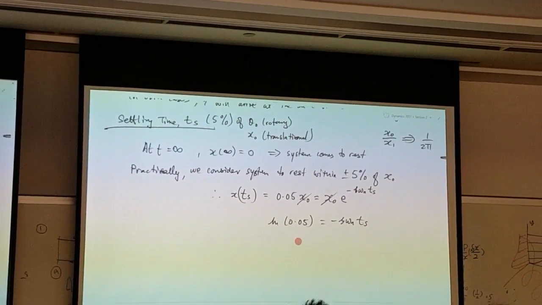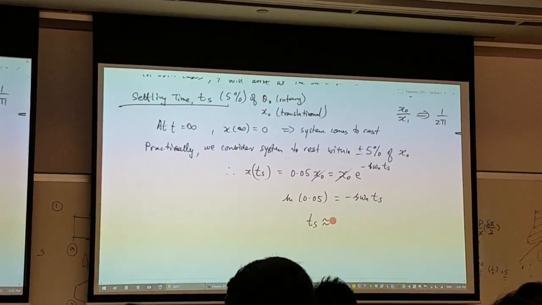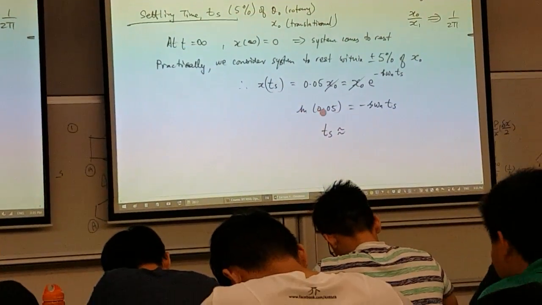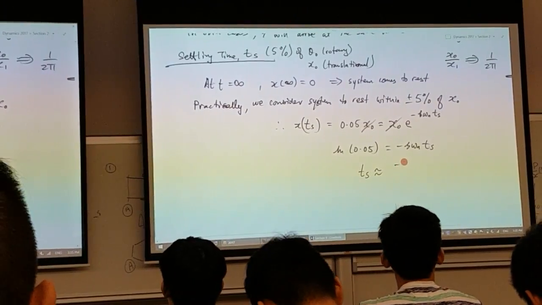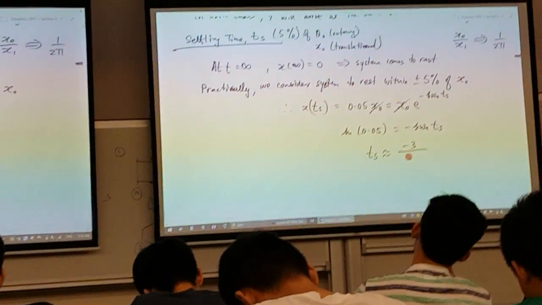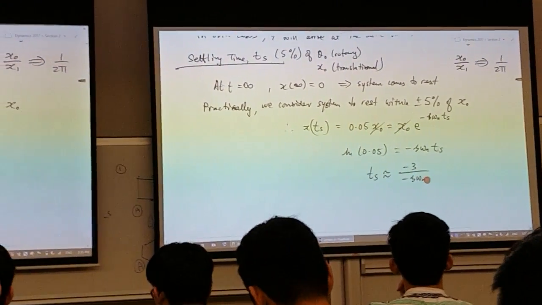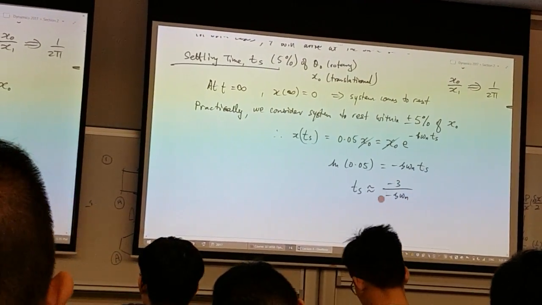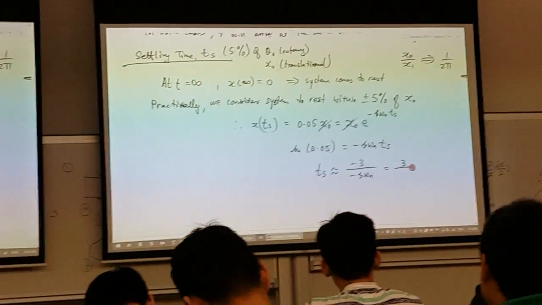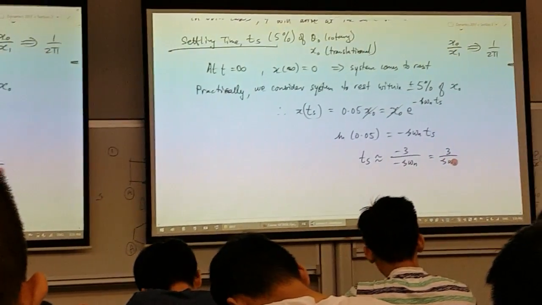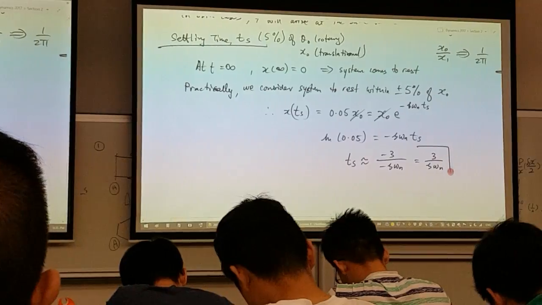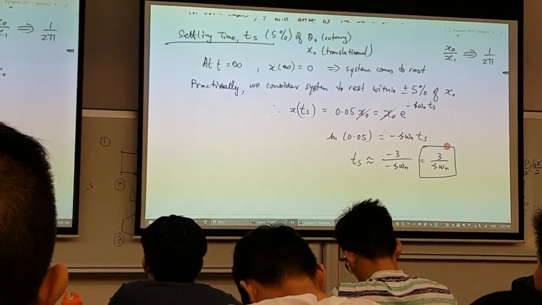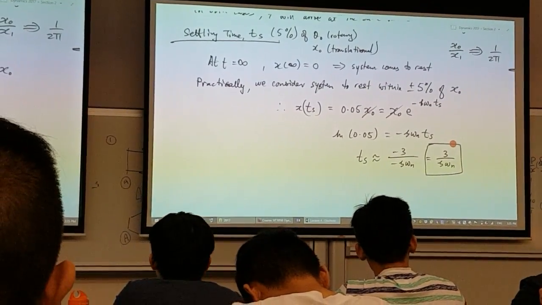So I can express ts as the subject. It's approximately equal to ln of 0.05, which is actually minus 3, and then the denominator is minus zeta omega n. So the minus and minus sign means the settling time is equal to this expression. Settling time, Ts, is equal to 3 over zeta omega n.